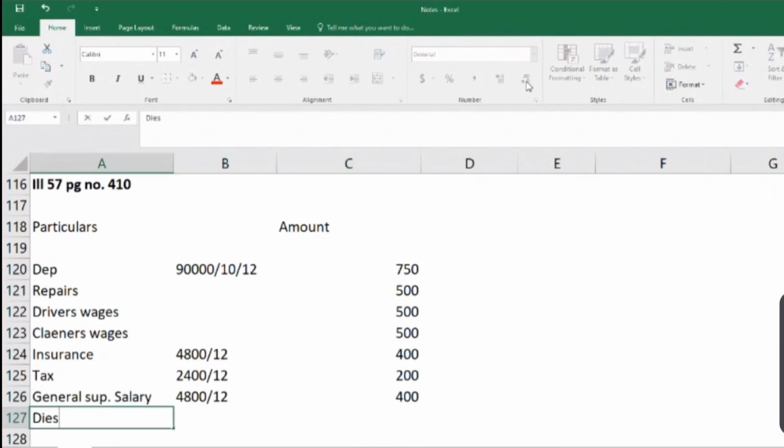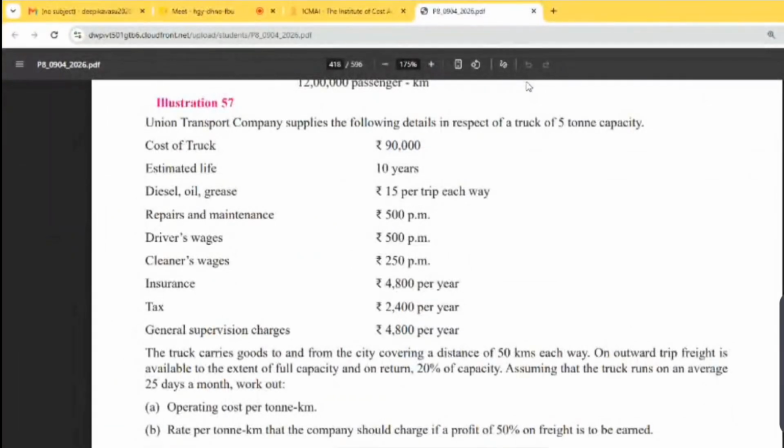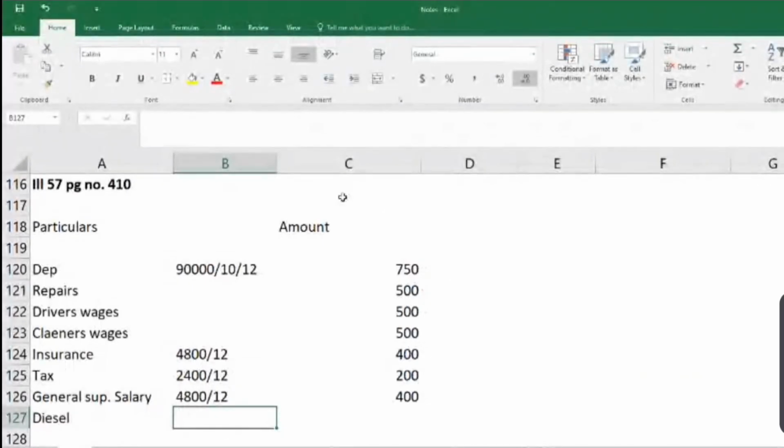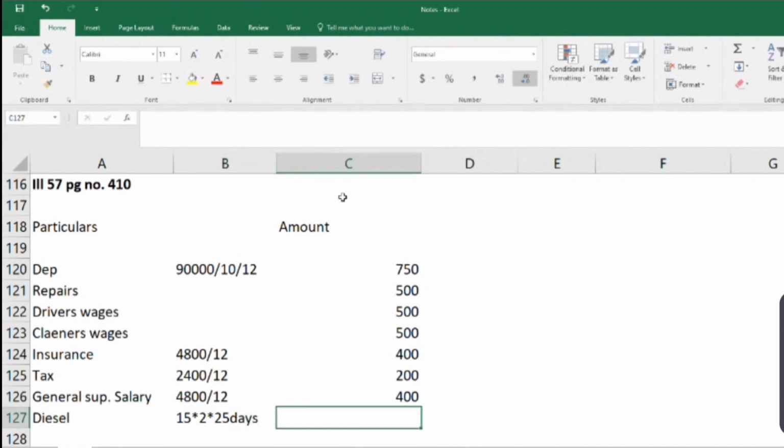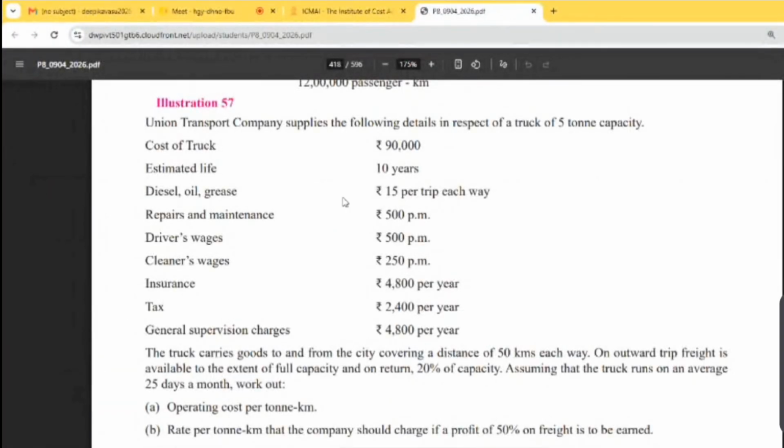Then diesel. What they are telling about diesel: on the way, the trip is available to the extent of 20 kilometers, assuming that diesel and oil is rupees 15 per trip each way. Okay, 15 per trip each way. So 15 into 2 into 25 days you are running. Your diesel cost will be equal to 15 into 2 into 25, which is 750.